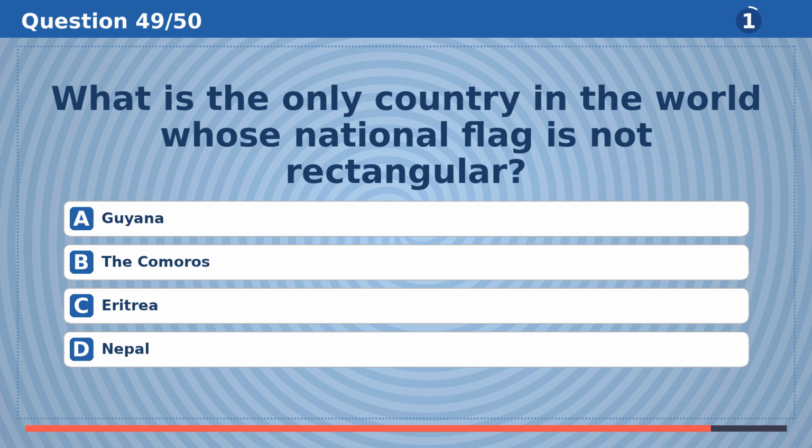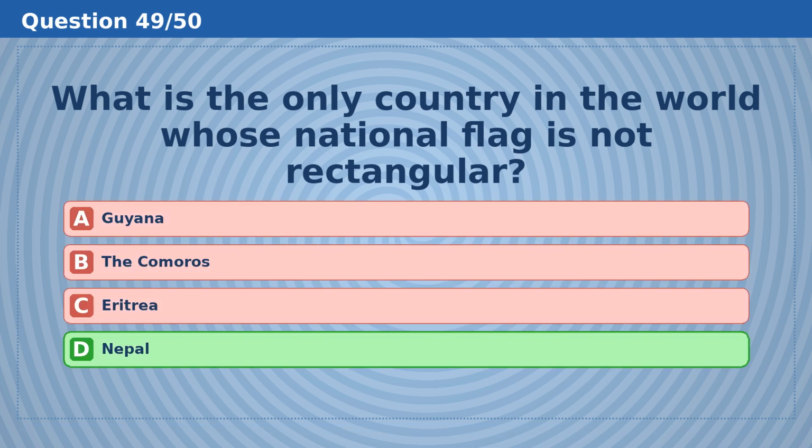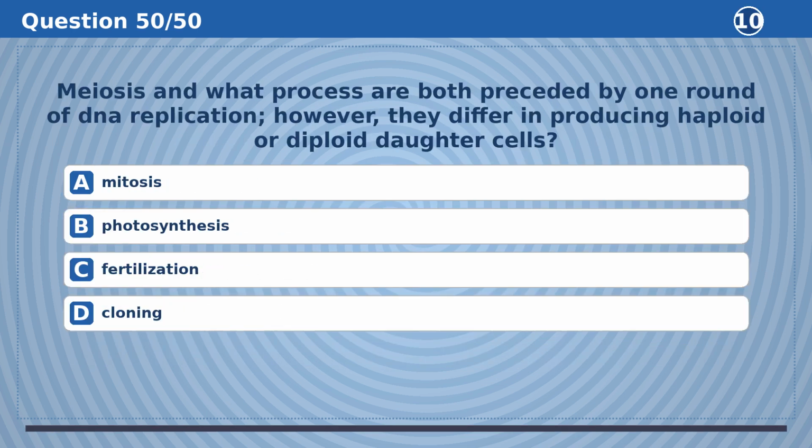What is the only country in the world whose national flag is not rectangular? The answer is D, Nepal.